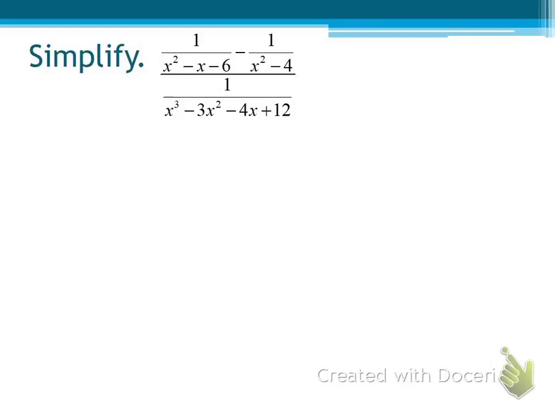All right, we got one more, so try your hand at one more. Make sure you factor all three denominators. Find your least common denominator, and go from there.